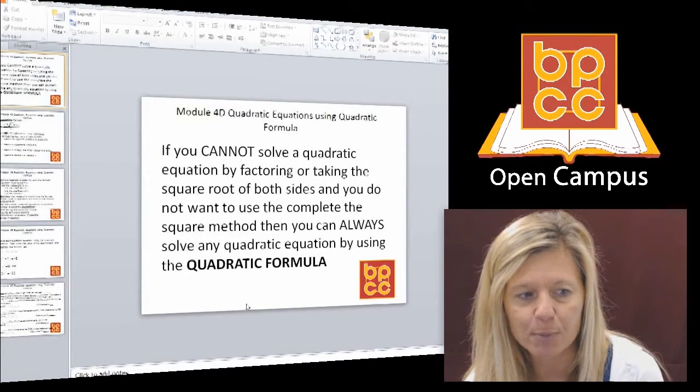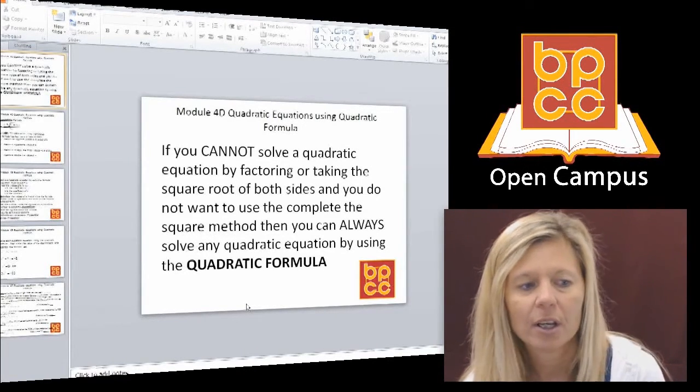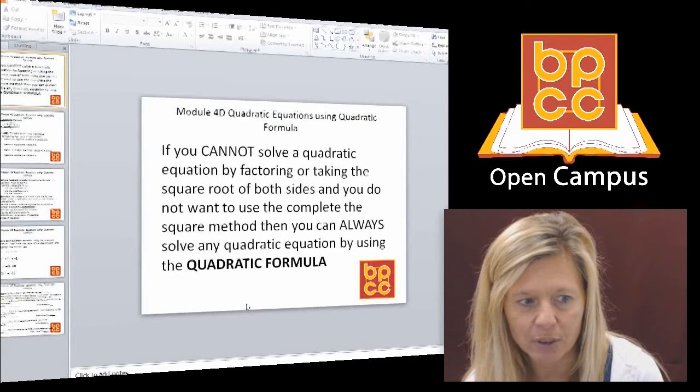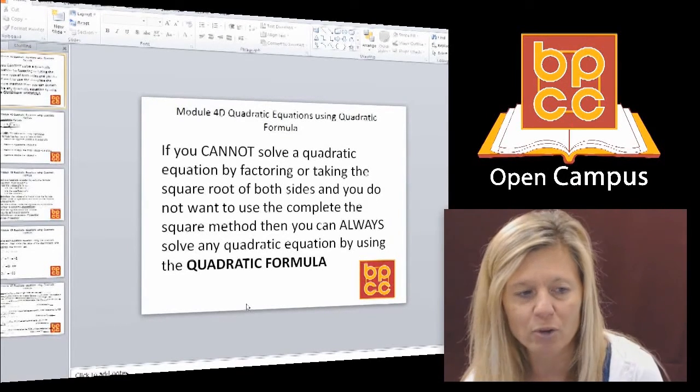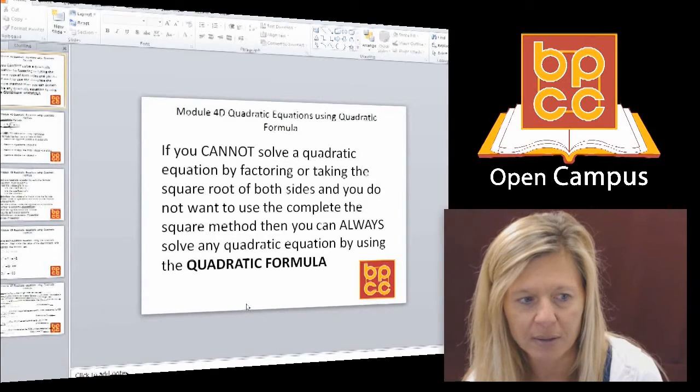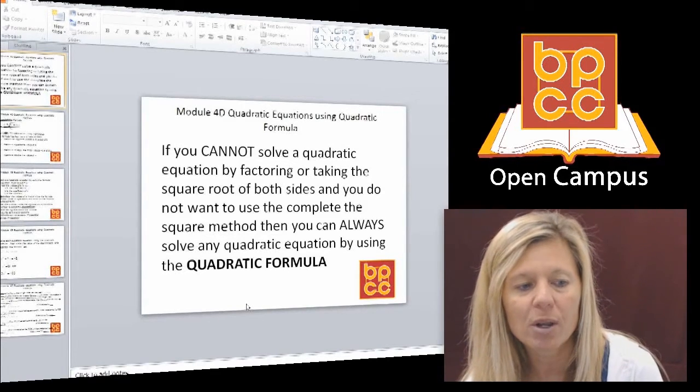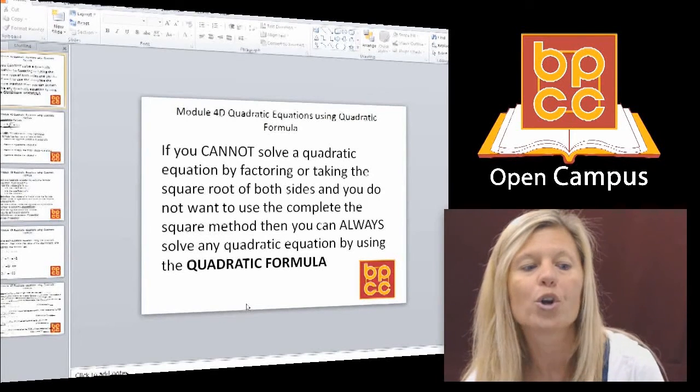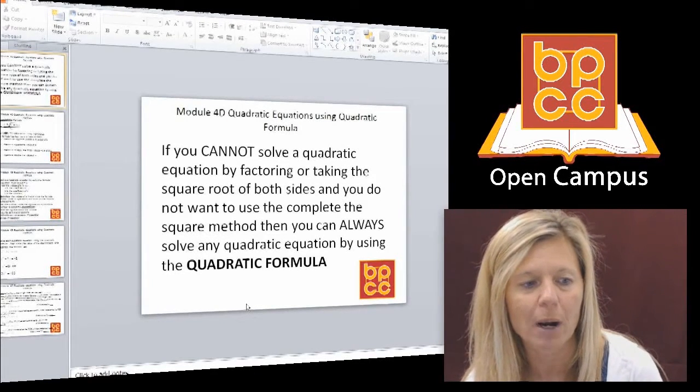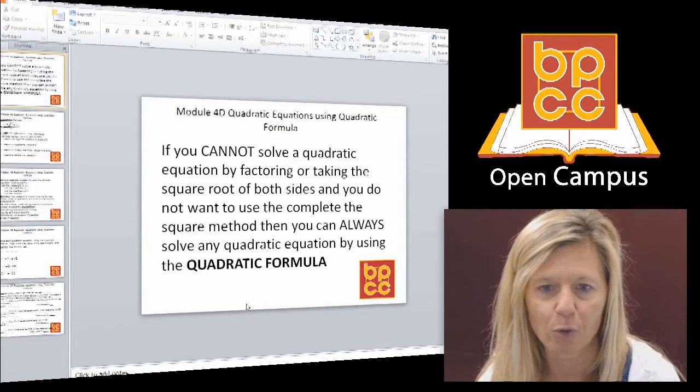So, this is what happens. You're in college algebra, you're solving quadratics. The quadratic equation will not factor. It does not fit the rules. The quadratic equation cannot do the square root method. Now you have a choice. You either could use what we learned in Module 4C, the complete the square method, or you can learn to use what I'm going to teach you today, the quadratic formula.